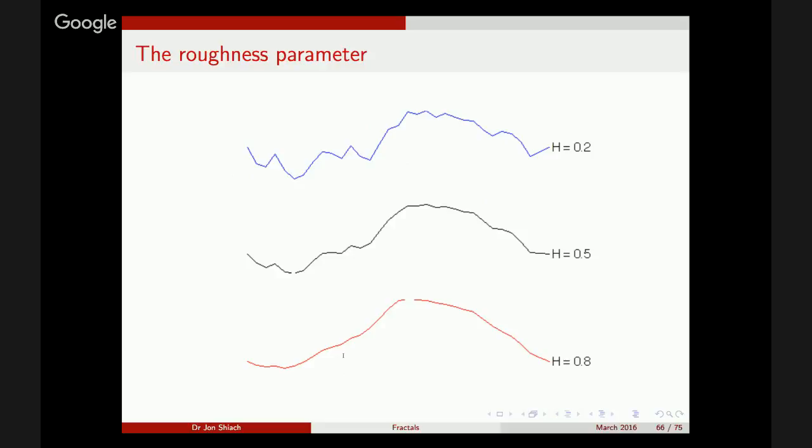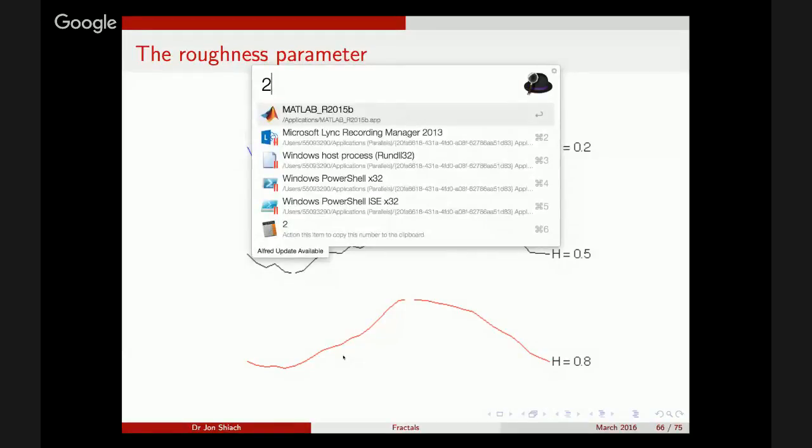Okay, now I'm going to go up. So here is my midpoint. 2 to the power 0.8. Okay, so we're on the second iteration. So we've got to put 2 to the power minus 0.6.